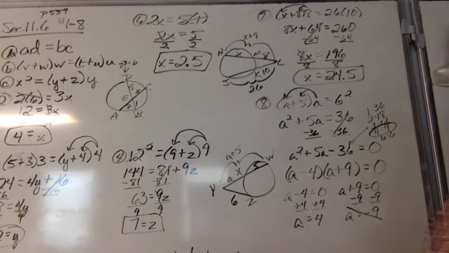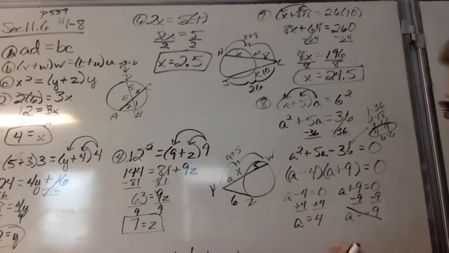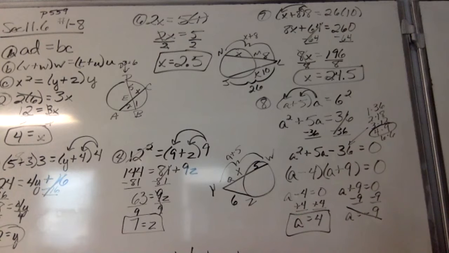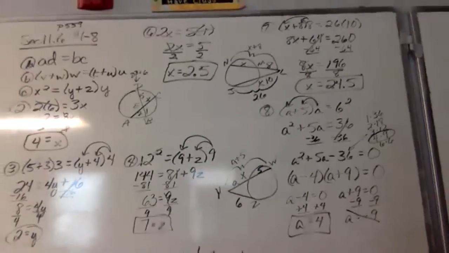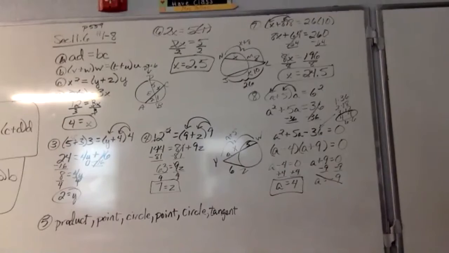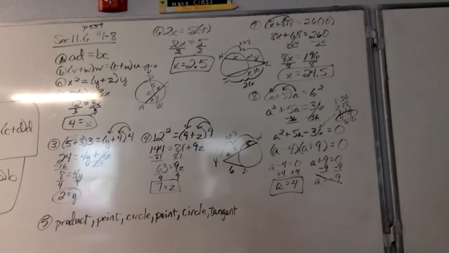Your arm's not negative 2 feet long, okay? You can't have a negative length. So that one doesn't work. Your other one has to be your answer. So a will be 4. Okay? So that was our circles and proportions. Okay? So that part hopefully was fairly, they weren't too bad, I don't think. I hope not. Okay?